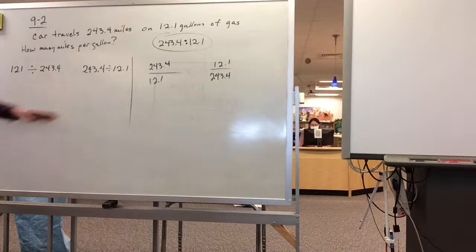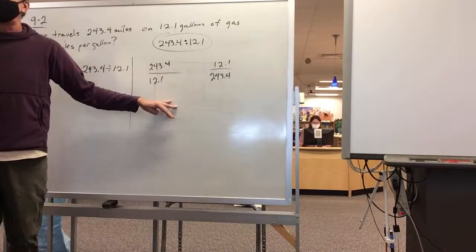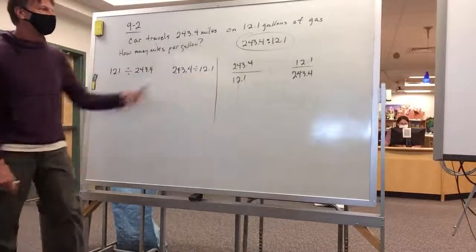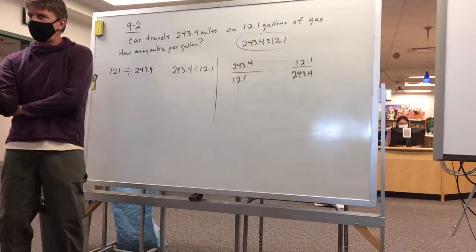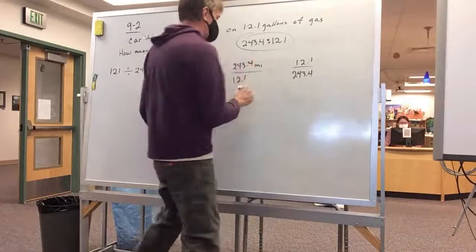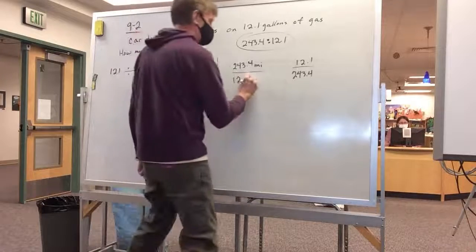Okay, I'd like to look at it this way. This side of the board I think is better. What do I have? I didn't even have the whole board in. Look at it this way. What does 243.4 stand for? How many miles to travel? Miles. And 12.1? Gallons.